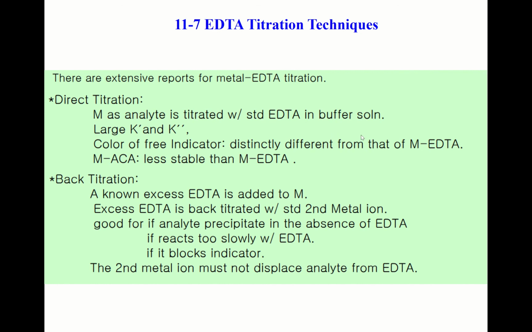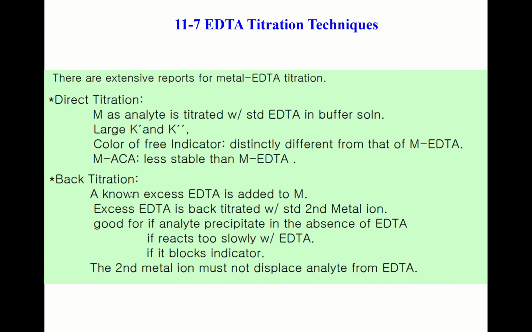Now let's consider the EDTA titration techniques. There are several techniques you can employ depending on the situation. The first one is direct titration. You have your analyte solution in a beaker, and then you add standard EDTA solution. You monitor the metal ion concentration, or using an indicator, you can determine the endpoint. The color of the metal-indicator complex is distinctly different from that of the metal-EDTA complex. The metal-auxiliary complexing agent is less stable than the metal-EDTA complex.